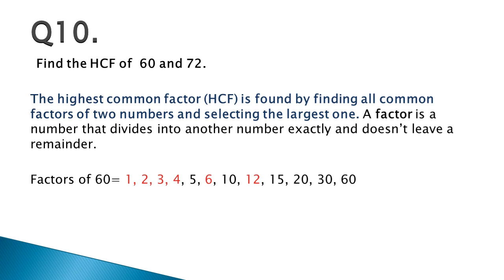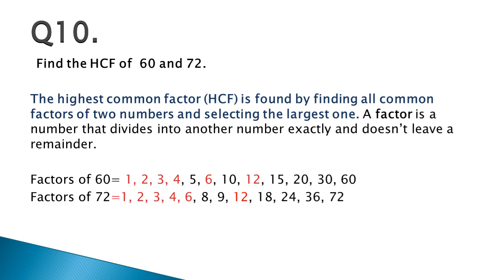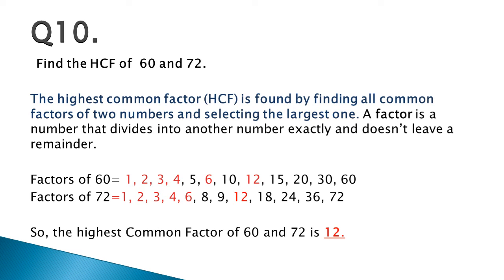So factors of 60, that means all the numbers that go into 60 without leaving a remainder, are 1, 2, 3, 4, 5, 6, 10, 12, 15, 20, 30 and 60. Similarly, I've given you factors for 72. If you look at all the factors together, the ones in red are the common factors. But now you need to look at the highest common factor. In both of these, you have 12 as the highest common factor. So the highest common factor of 60 and 72 is 12.